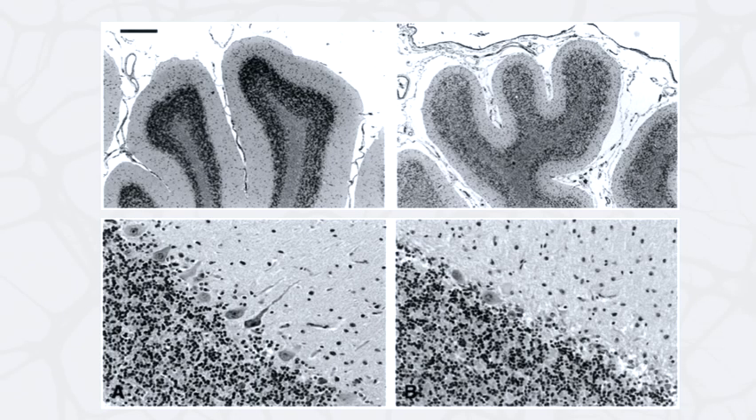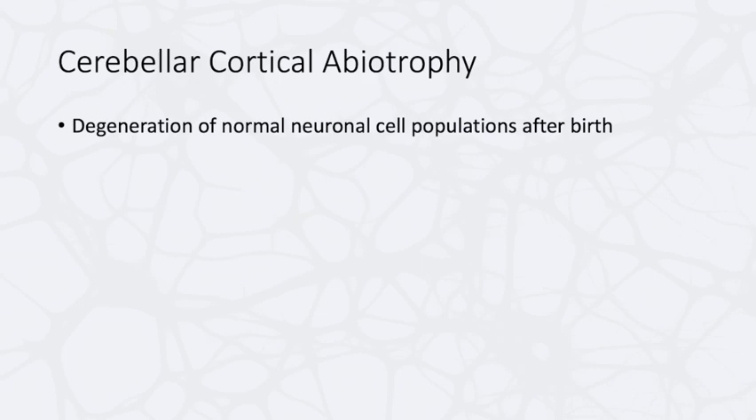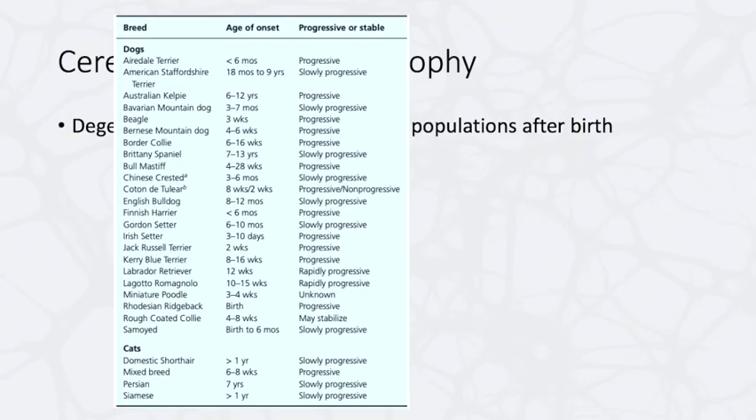And then looking even closer in the bottom images, on the left is your normal Purkinje cell layer. Those giant cells are the Purkinje cells. And then on the right is going to be the affected cells, or the affected cerebellum. And you can see that there's only 2 or 3 Purkinje cells that we can make out in that cross-section. So again, abiotrophy, degeneration of a normal neural cell population after birth.